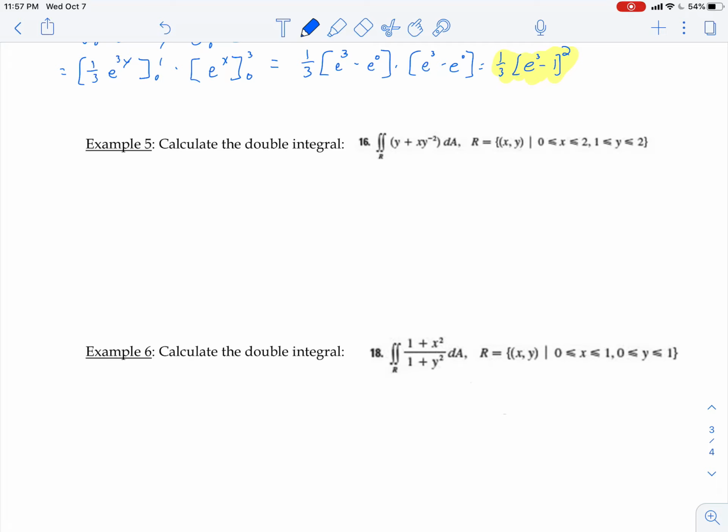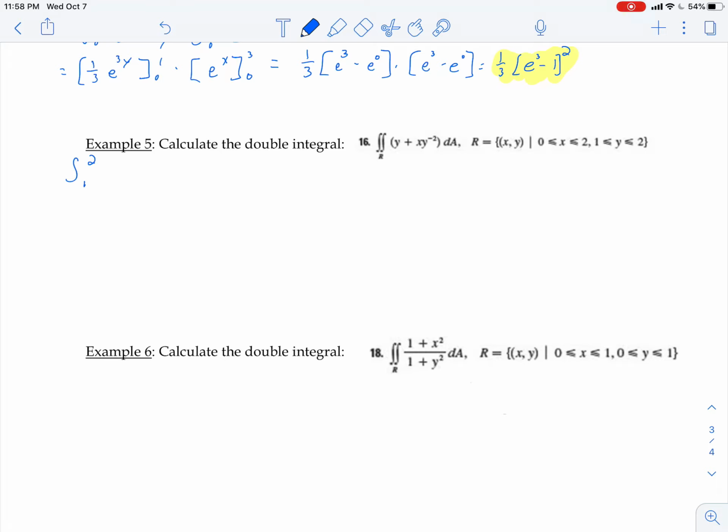Alright, so now we have another double integral. In this case, we have y plus xy to the negative 2. And here, it gives us our region. And our region is going to be from 0 to 2 for x and 1 to 2 for y. So let's go ahead and write out our double integral. You can choose what you want to come first. Let's go ahead and make y come first, just because we've been doing x first for a while.